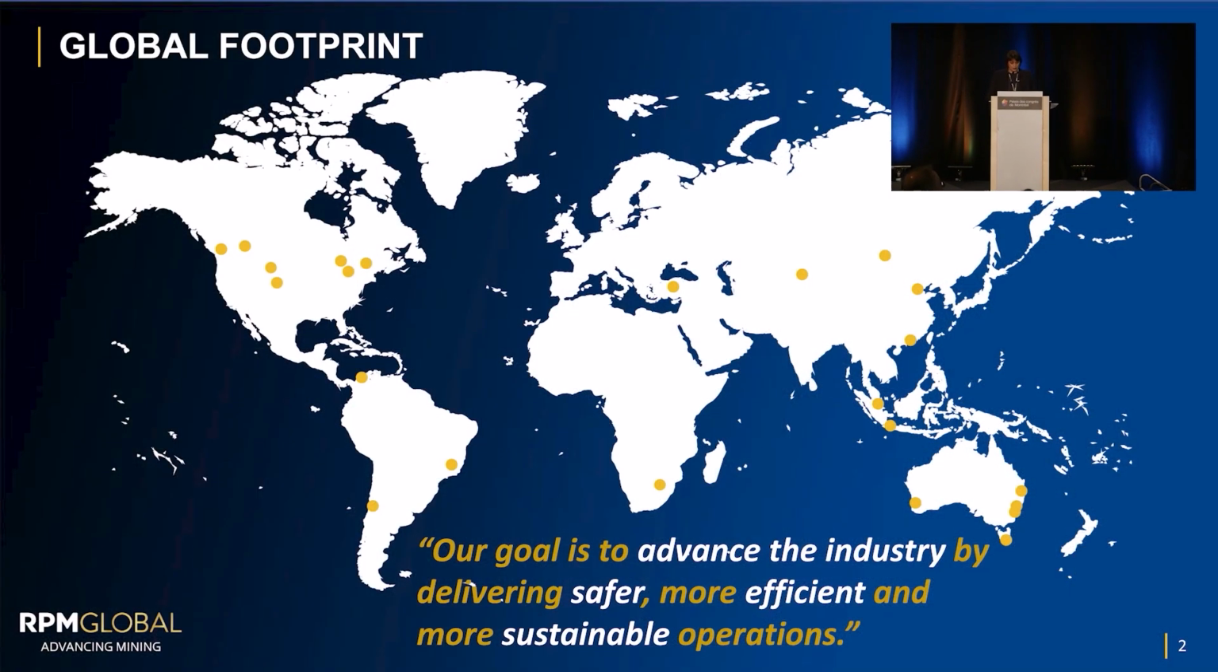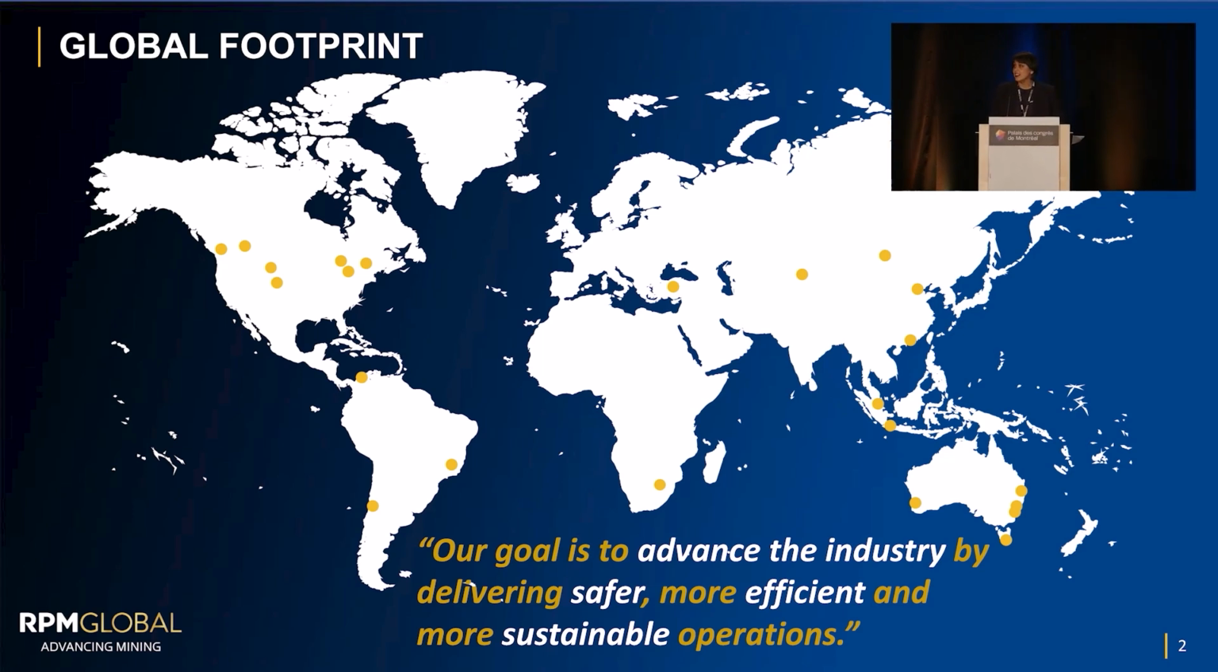So RPM Global was established in Australia in 1977 by Ian Runge. So some of you may have known us as Runge, and we are now RPM Global. Our goal is to advance the mining industry by delivering safer, more efficient and more sustainable operations.